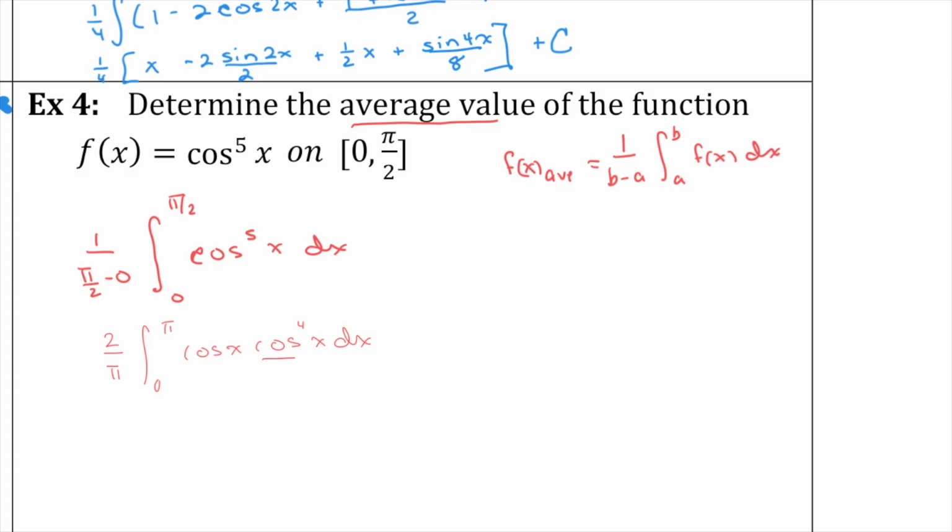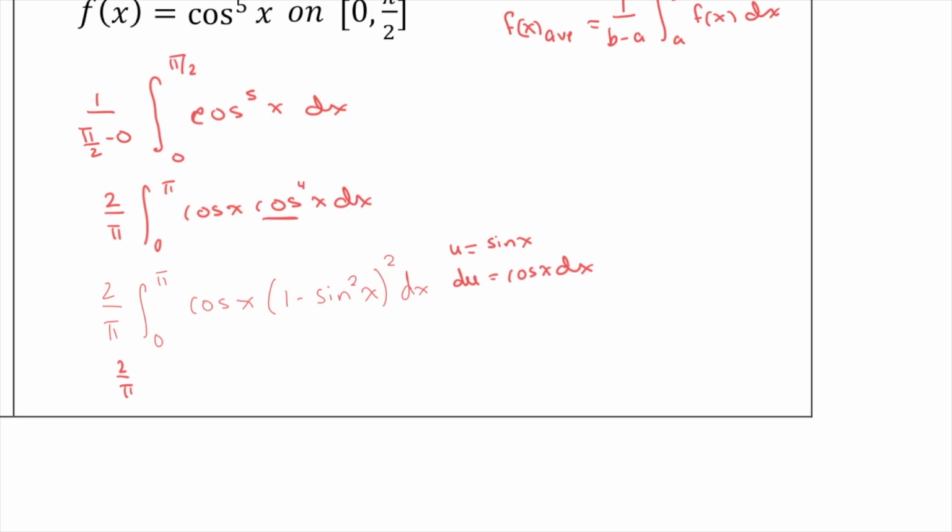Then we can substitute in for our cosines. We've got 2 over pi, integral from 0 to pi, cosine x, multiplied by our 1 minus sine squared x, and that's going to be squared because it's to the 4th power, dx. Then we will let u equal the sine of x. Your du is going to be equal to our cosine x dx. Replace everything. We have our 2 over pi times the integral from 0 to pi.